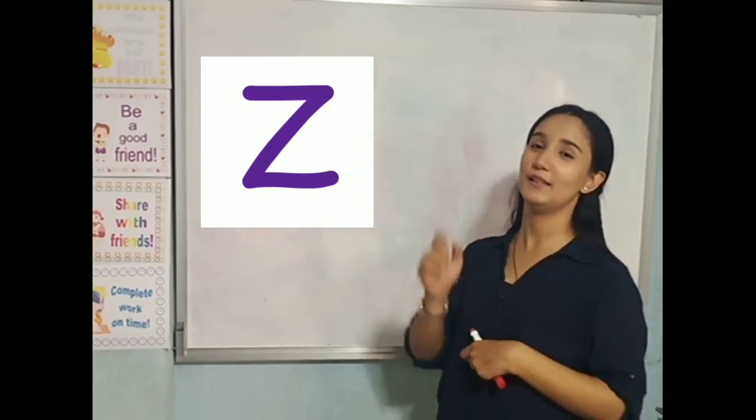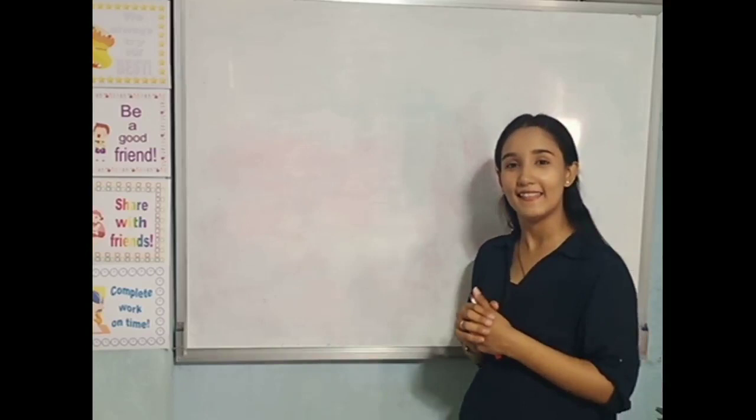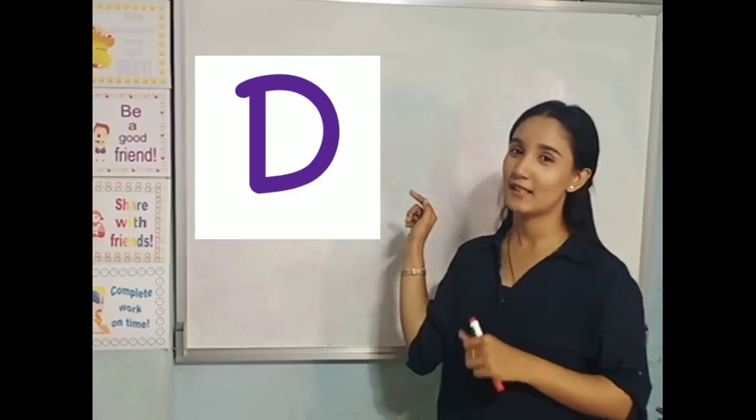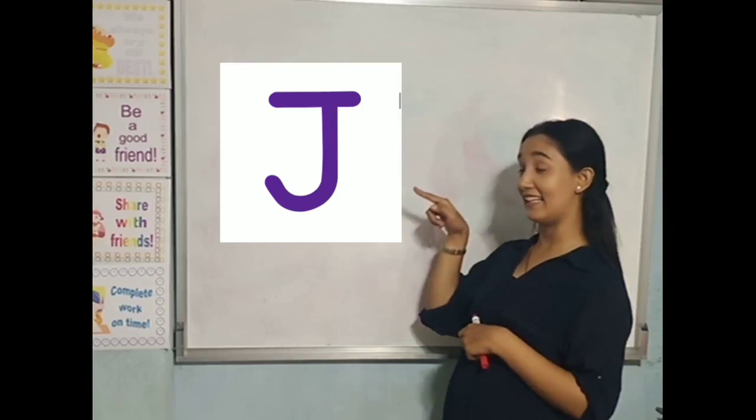Okay, and then how about the next one? What is this? This is Q. Correct! Congratulations, you guys, very good. And then I'll show you another one. What is this? Come on, you can tell me. Okay, this is D. Very good. And then the next one. What is this? This is J. Okay, good job.